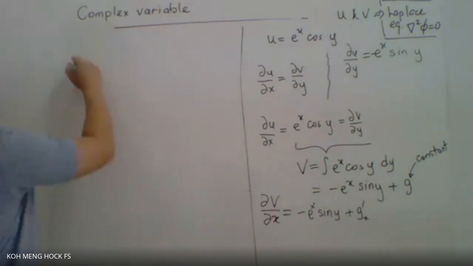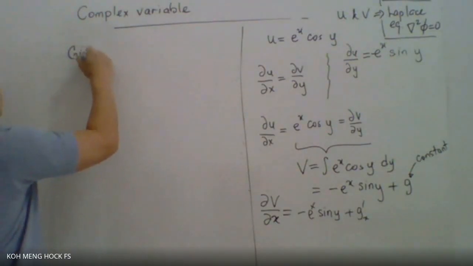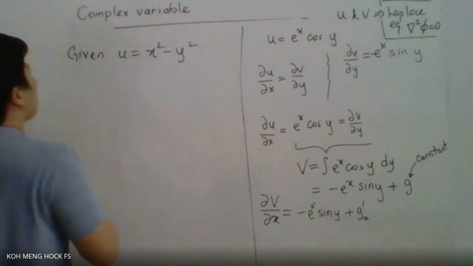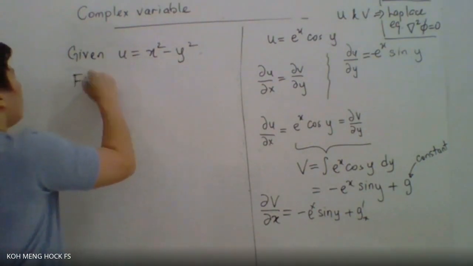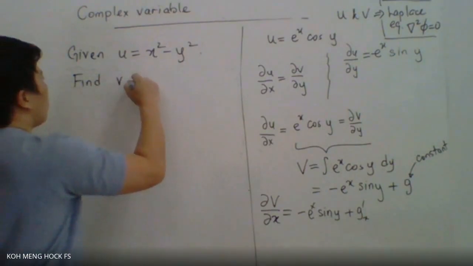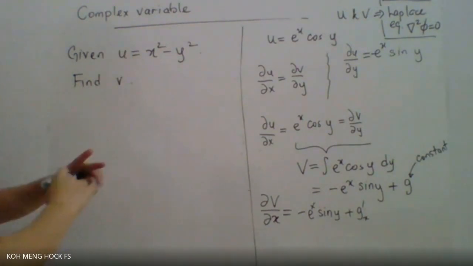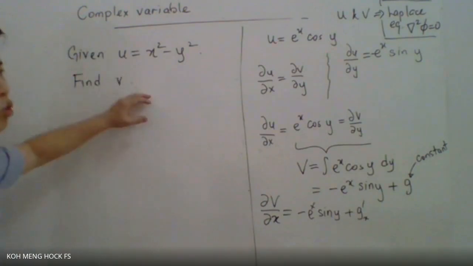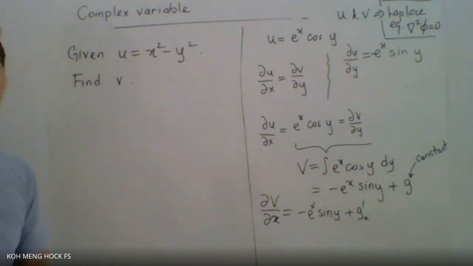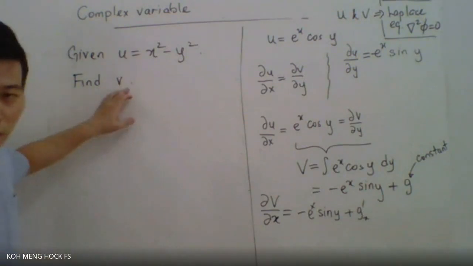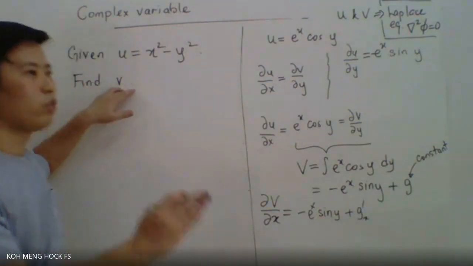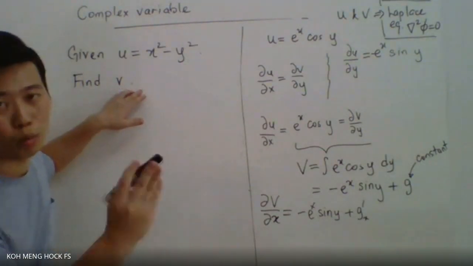Last example, let's say now I'm given u equals x squared minus y squared. Find v. Where v is the real number, the real value of the imaginary part of the complex number or complex function.